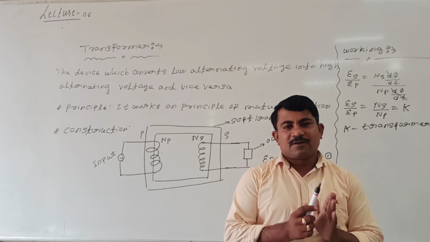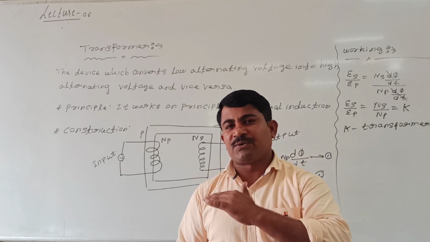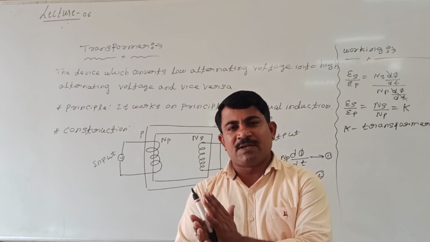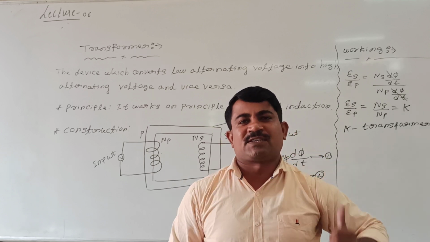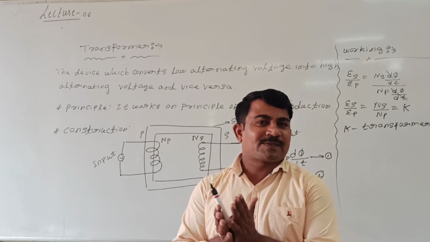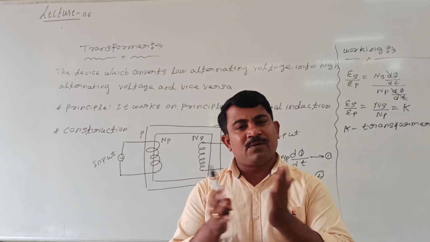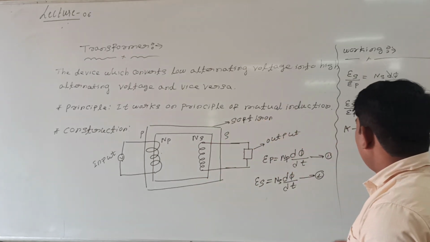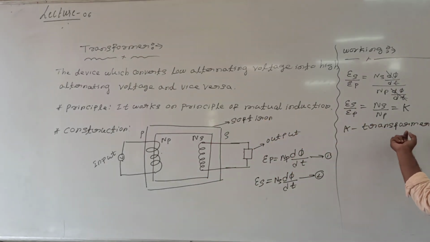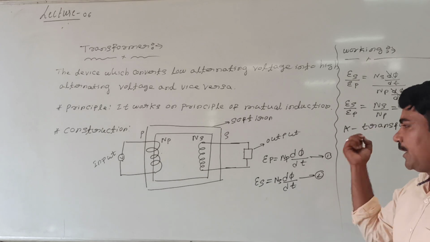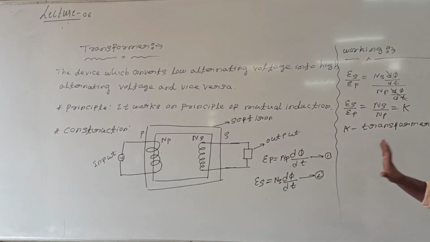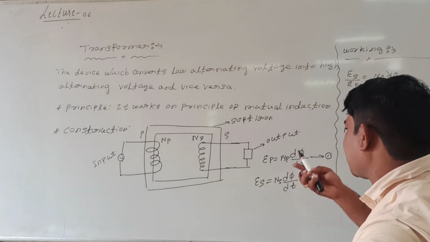Actually, transformers can be classified into two categories. One we are calling step up transformer, second one we are calling step down transformer. Now I will explain in detail what is meant by a step up transformer and what is meant by a step down transformer. Before that, let us take this ratio. This ratio we are calling the transformer ratio, right? I mean the ratio of EMF induced in the secondary coil to the EMF induced in the primary coil. Remember this point.